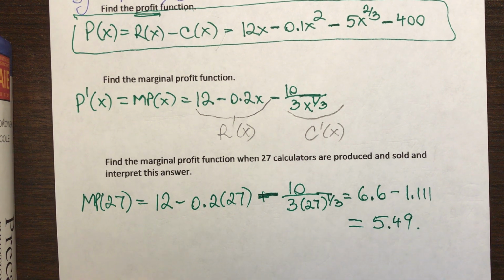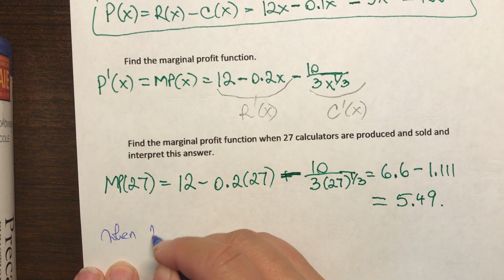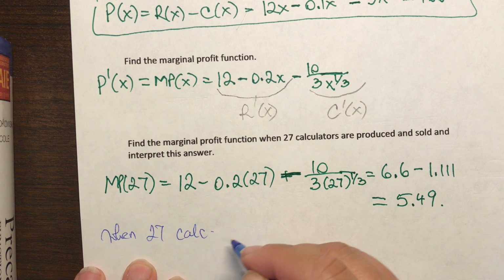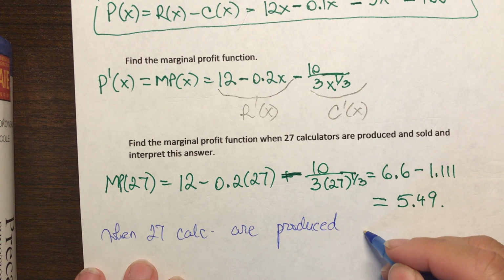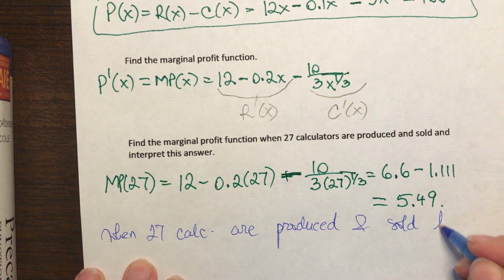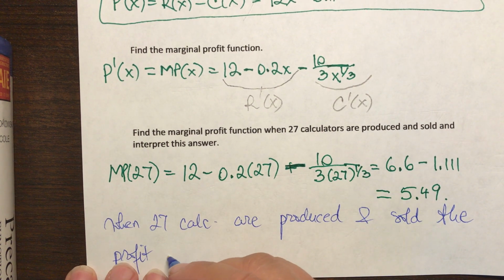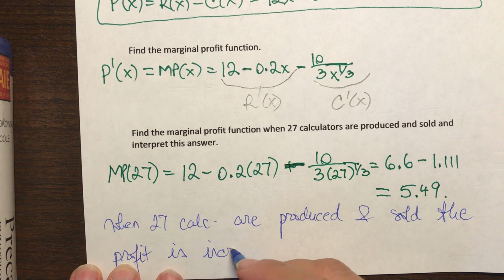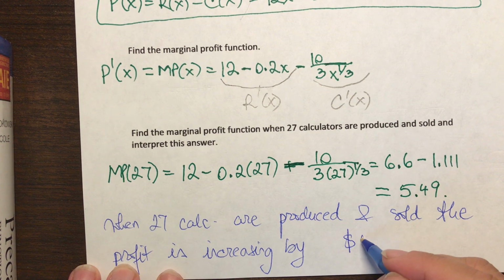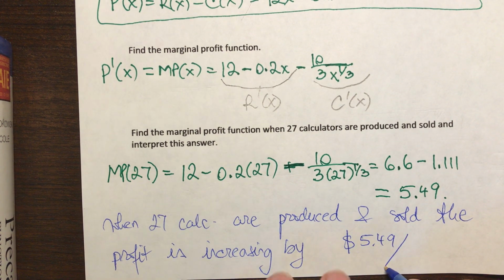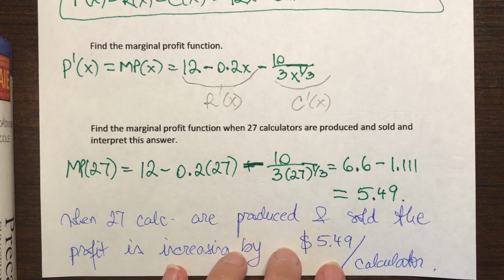All right. So what does that mean? It means that when 27 calculators are produced and sold, at that point in time, the profit is increasing by how much? $5.49 per calculator. And there you go.